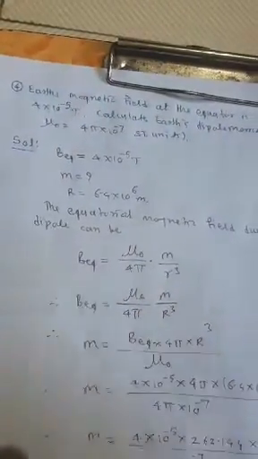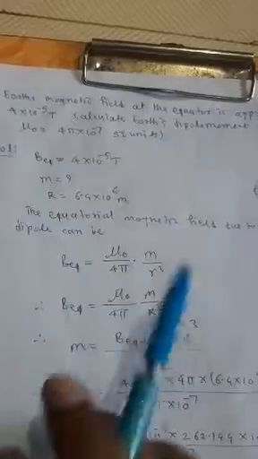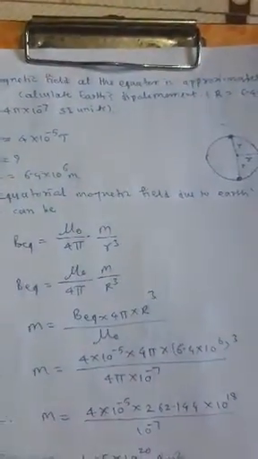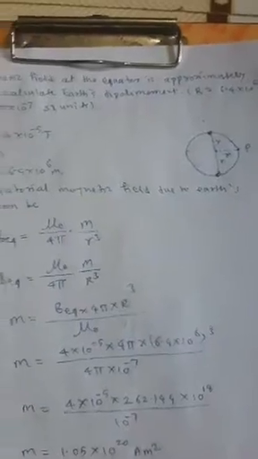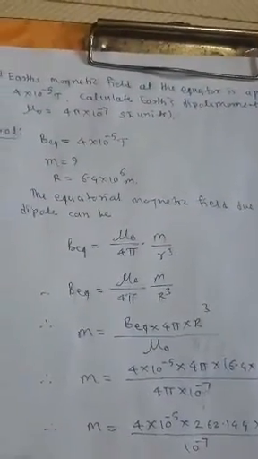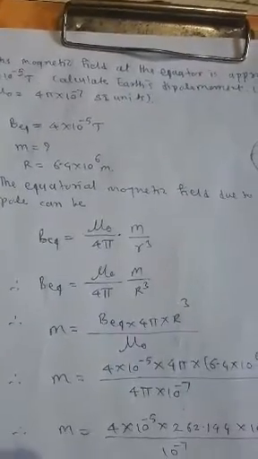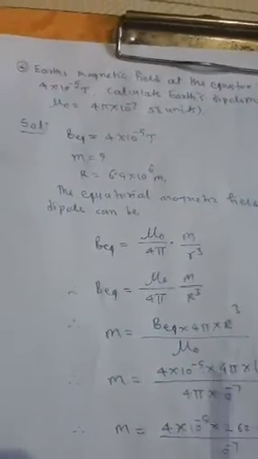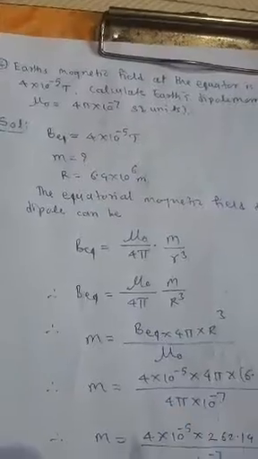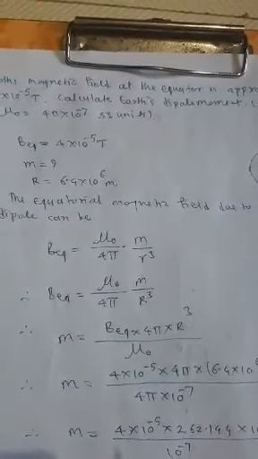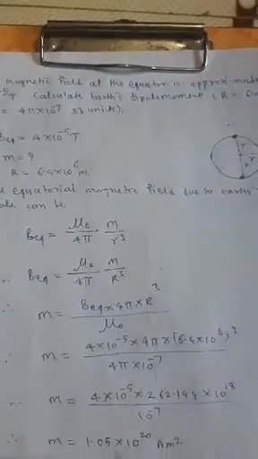See the next problem. Earth's magnetic field at the equator is approximately 4 into 10 to the power minus 5 Tesla. Weber per meter square is termed as Tesla. Calculate the Earth's dipole moment.